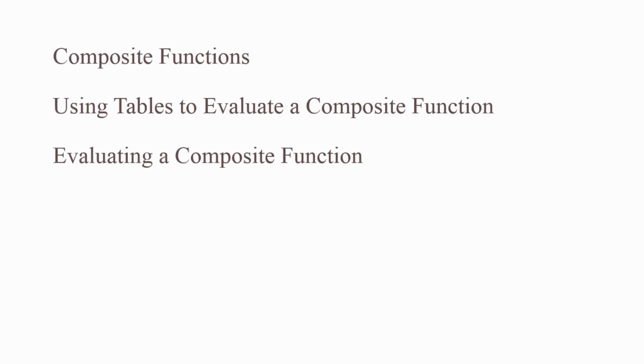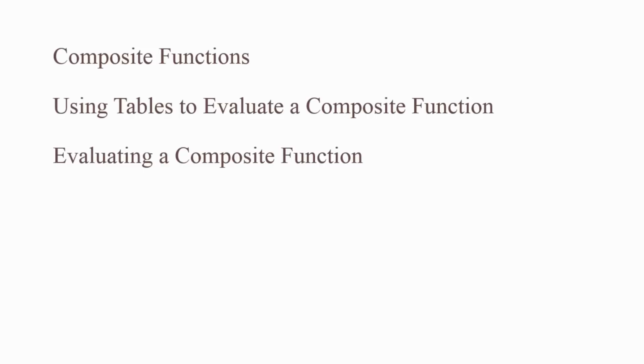Composite functions. A composite function is a combination of two functions. Using tables to evaluate a composite function, you take the input from one table, find its output. That output becomes your new input, and you find the output for the second table, and that becomes the output for your composite function. When you're evaluating a composite function, you have two choices.